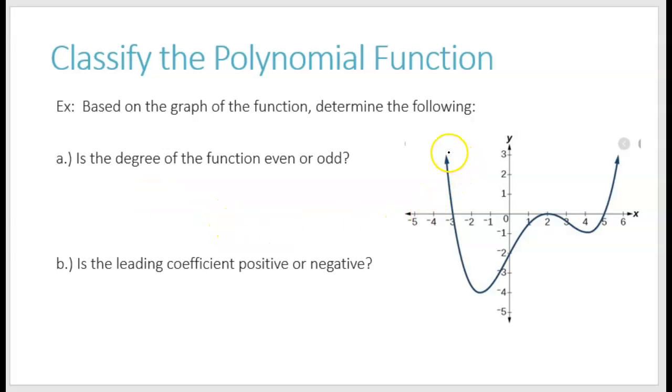You can see that both ends are pointing in the same direction. That tells me that this is an even degree function. That's all that I need to know, is this is even. Now, is the leading coefficient positive or is it negative? Well, because both of my ends are pointing up, I know that my leading coefficient is positive.